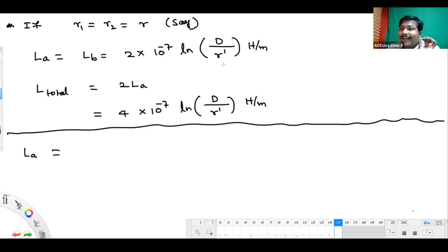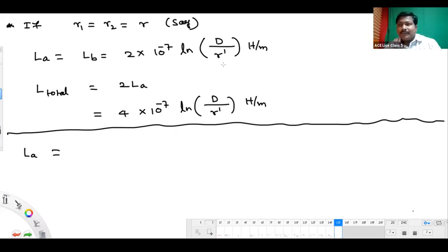Next one is the radius of the conductor. I will divide this inductance into two parts: one part depending only on the radius of the conductor, and the second part depending upon the distance between the conductors. Whichever term depends only on the radius, I will call that the self term.